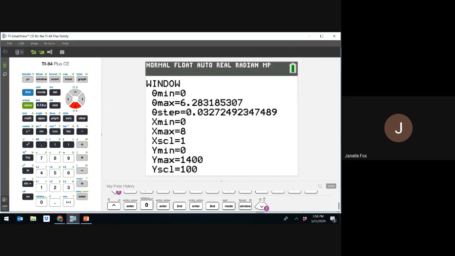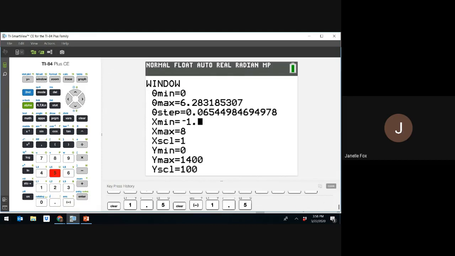Our theta step should be pi over 48. So I'm going to put pi, clear. Pi divided by 48. And then for the x values I wrote down, I'm going to make it go from negative 1.5 to positive 1.5. That didn't work. This touch screen today is not doing the right thing.